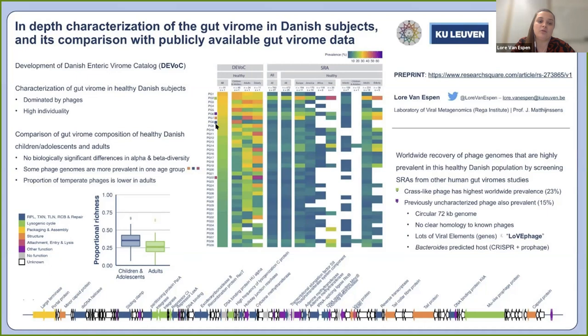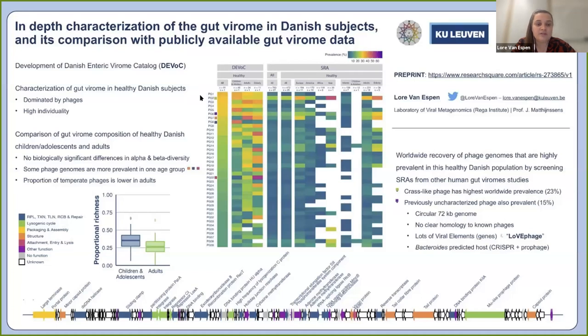Because we found quite some phage genomes that were present in a fairly large amount of the healthy Danish individuals, so those in the first column of the heat map, in up to a third of the Danish individuals that we studied, we wanted to know if they were quite specific for this population or whether they could be found worldwide. And for this purpose, we screened SRAs from other publicly available gut virome studies.